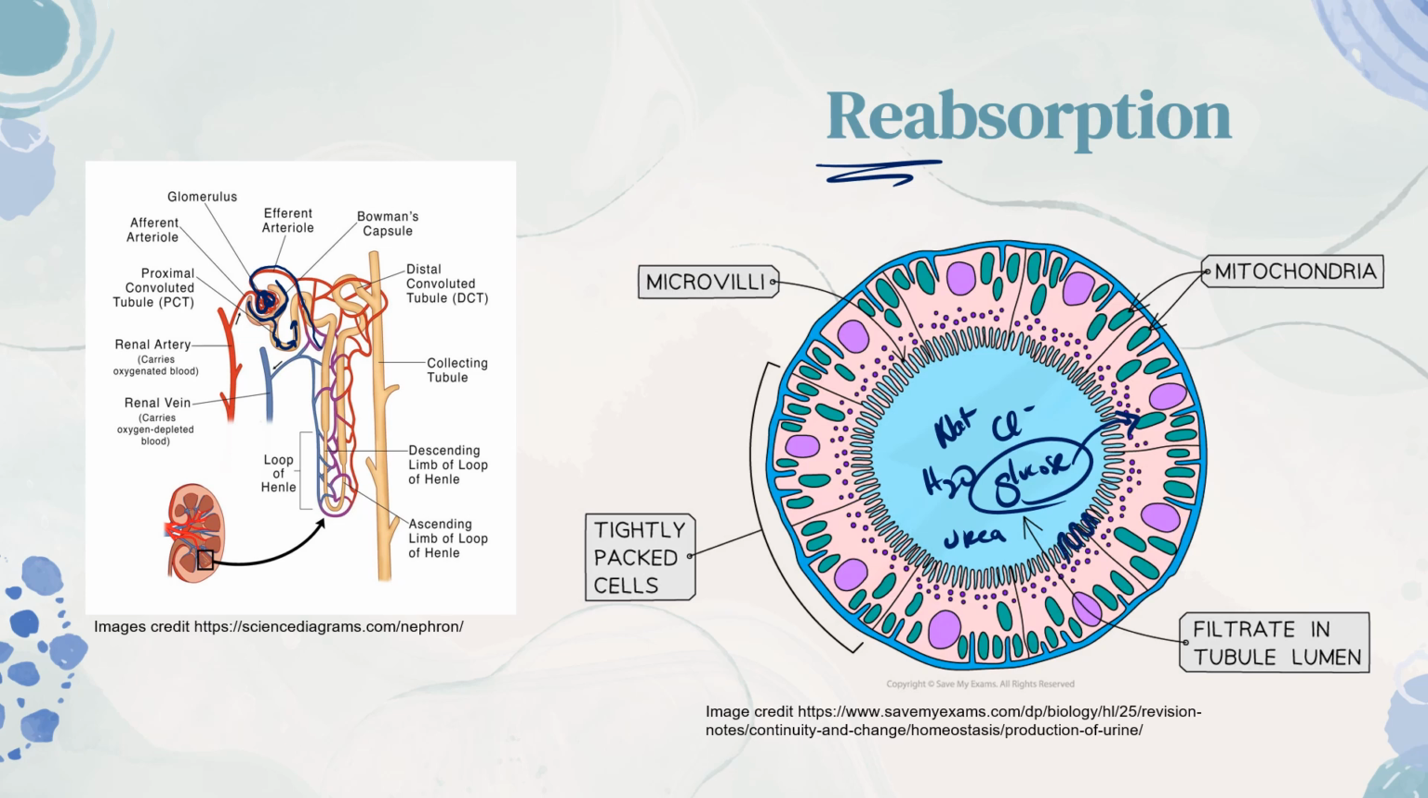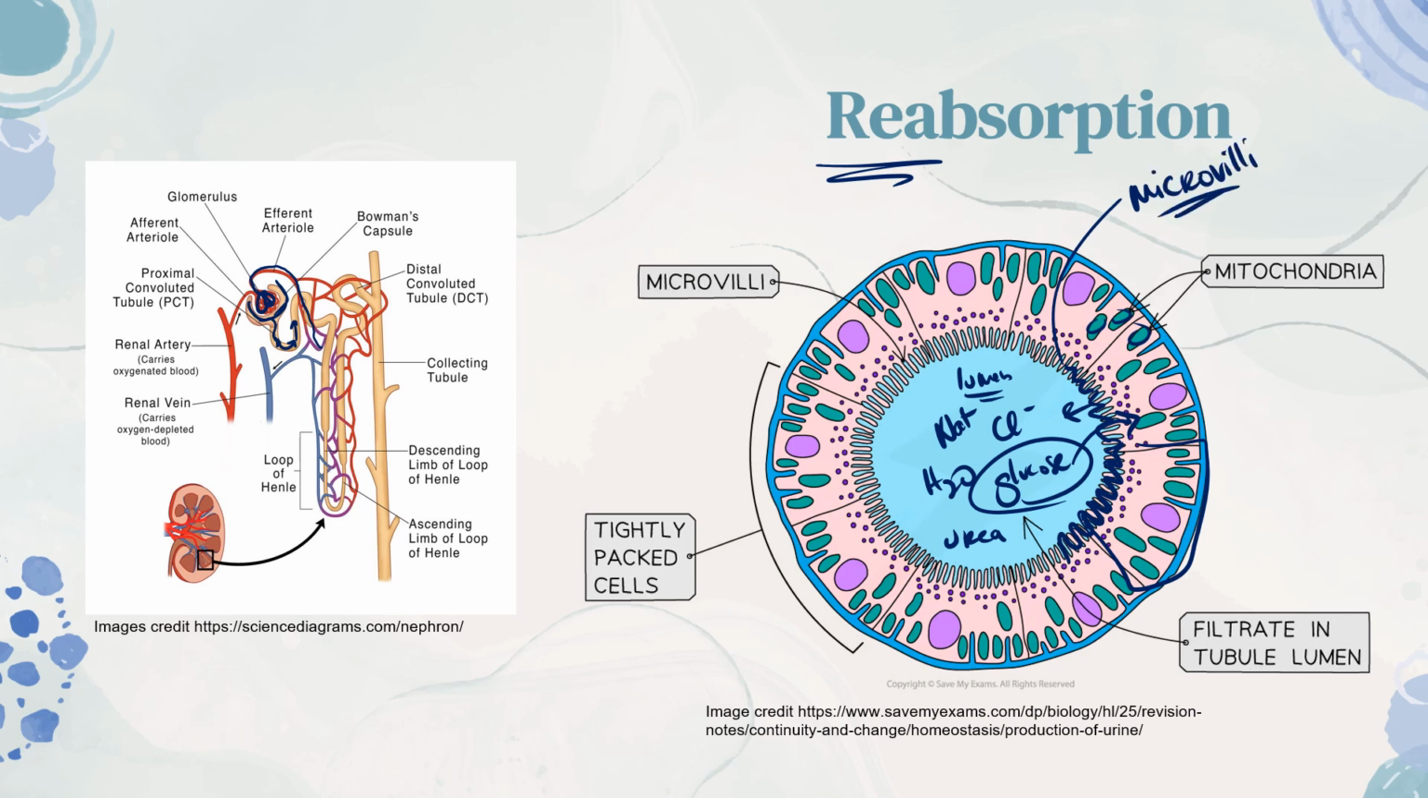A super amazing adaptation of the inside of the proximal convoluted tubule: it has these little projections on the cells. So here's a cell. Here are all those amazing mitochondria. We have these wavy lines on the cell membrane that's facing the inside of the proximal convoluted tubule. We call this the lumen. The lumen is the inside of anything. So here in the lumen we have all of these little guys. We call them microvilli.